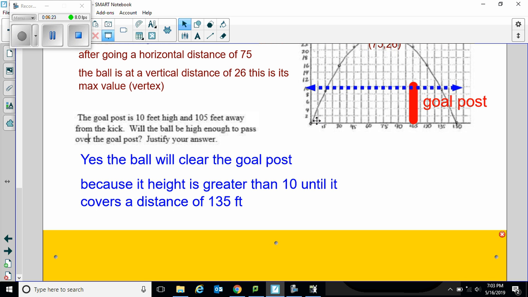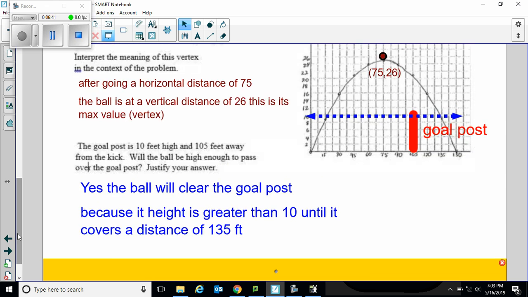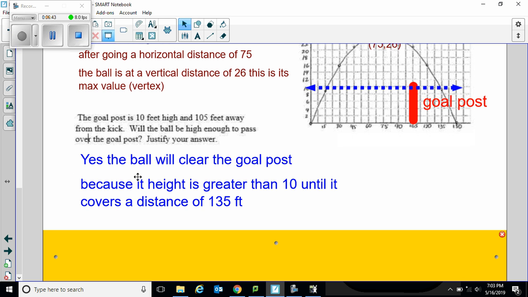Where did I get 135 feet? I looked at the function and I see my function doesn't reach the 10-foot threshold until it gets to at least 135 feet. And we remember our goalpost is 105 feet. So we're plenty close enough to say that the ball will clear.